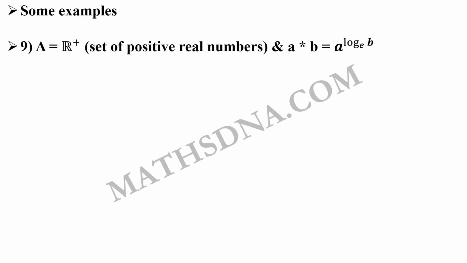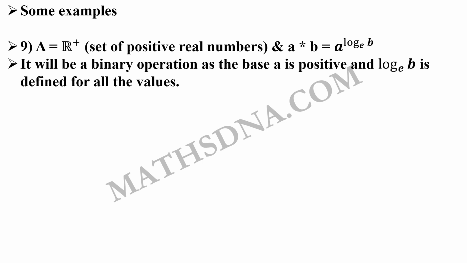Moving on to the ninth one. A equals to R plus, the set of positive real numbers, and A star B is defined as A raised to log b to the base e. This will be a binary operation because the base, that is A, is a positive number, and all the powers, that is log b, are defined for all the positive values of R.